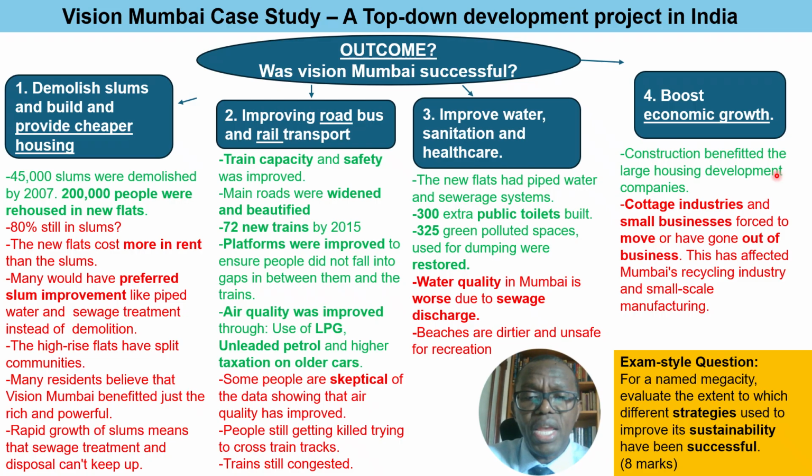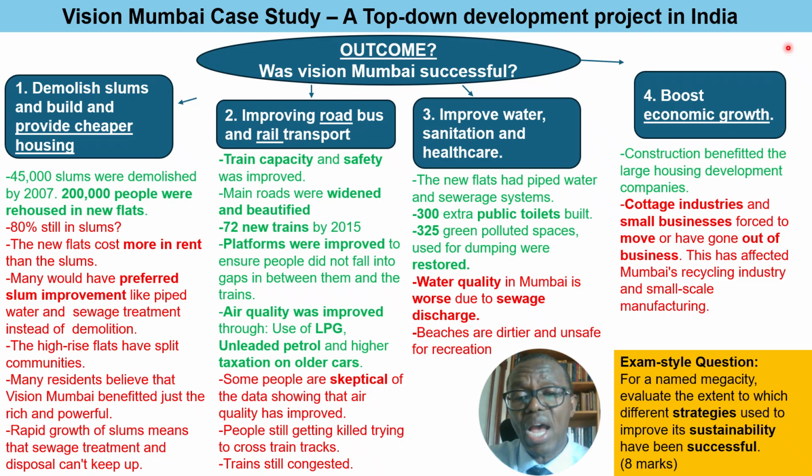So number 3 here, improve water, sanitation, and healthcare. The new flats had piped water, like we had mentioned, and sewerage systems, which is really good. So that improves sanitation. 300 extra public toilets were built. Very good, because it improves sanitation as well. 325 polluted spaces used for dumping were restored. We talked about that. That was good.